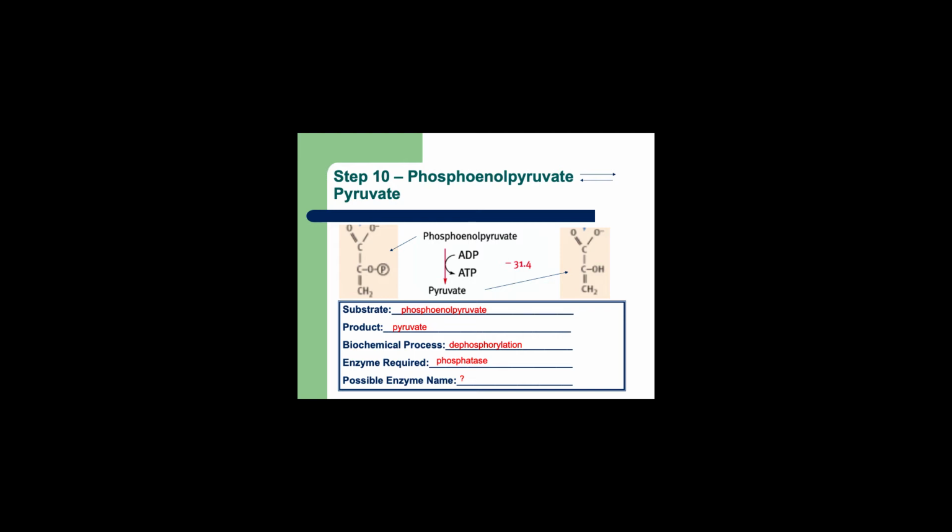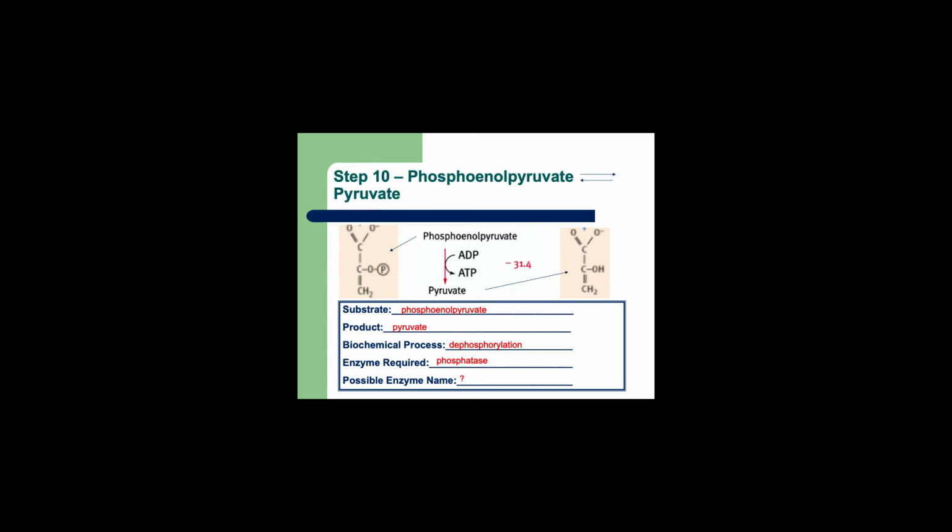So the substrate here is phosphoenol pyruvate, which we see the chemical structure of on the left at the top. And then the product is pyruvate. What we see going into the reaction is ADP, adenosine diphosphate, and we see ATP, adenosine triphosphate, being produced. So something is losing a phosphate.